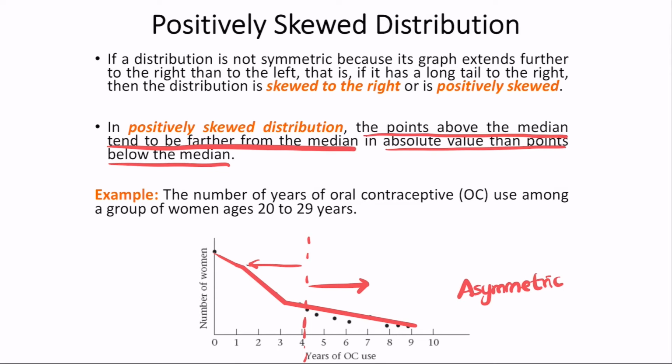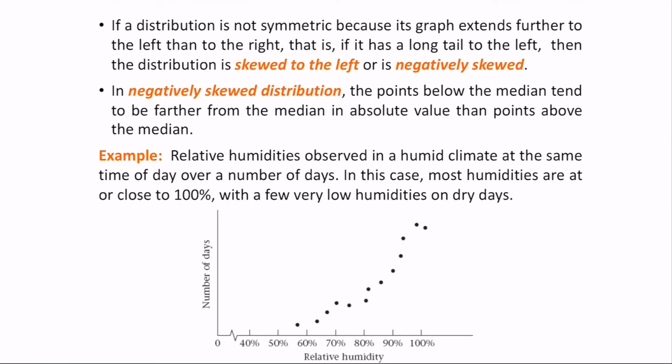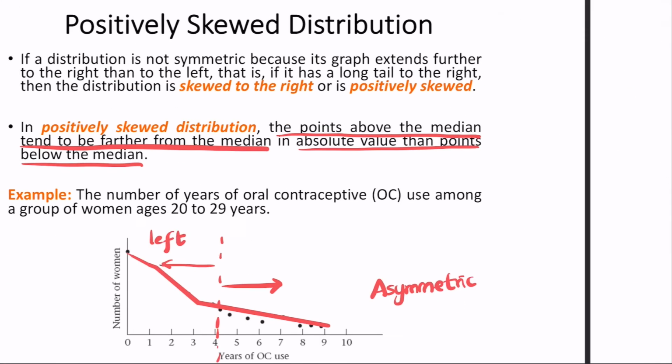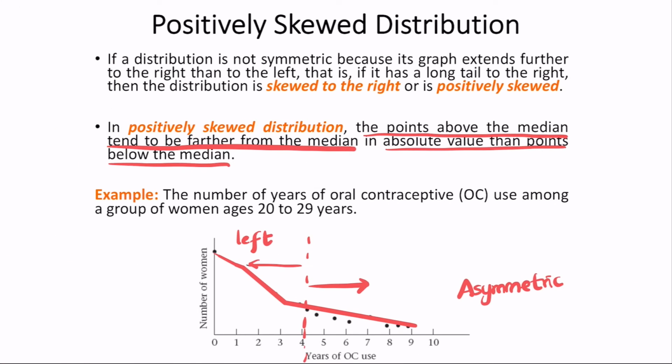If you have a lot of values leaning to the left of the graph, then we call that a positively skewed distribution. If the values are leaning to the right of the graph, for example, in this distribution here, if you consider this to be the median, we call this a negatively skewed distribution. So if they are leaning to the right, we call it negatively skewed. If they are leaning to the left, we call it positively skewed.